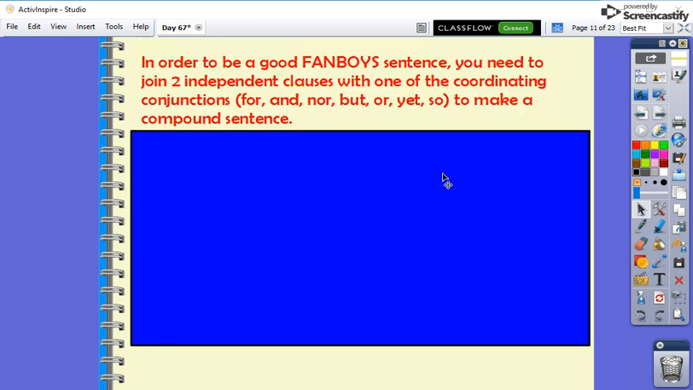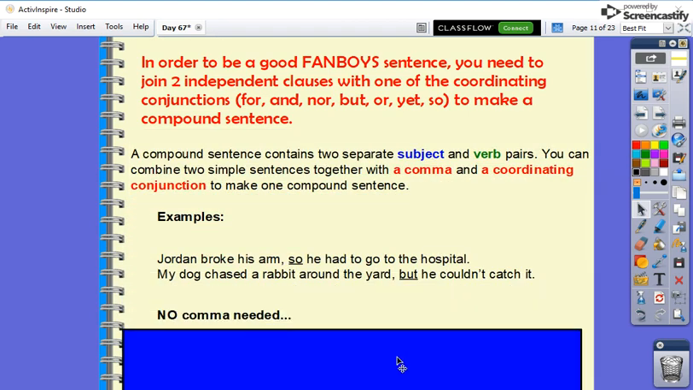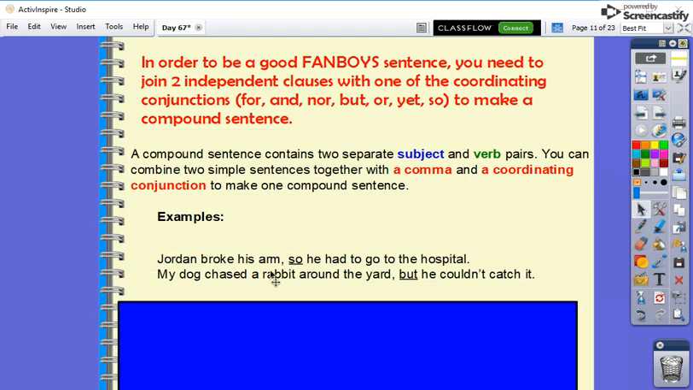In order to be a good fanboys sentence, you need to join two independent clauses with one of the coordinating conjunctions, for, and, nor, but, or, yet, and so, to make a compound sentence. Here are a couple examples of a good fanboys sentence. Jordan broke his arm, so he had to go to the hospital. Or the second one: my dog chased a rabbit around the yard, but he couldn't catch it.